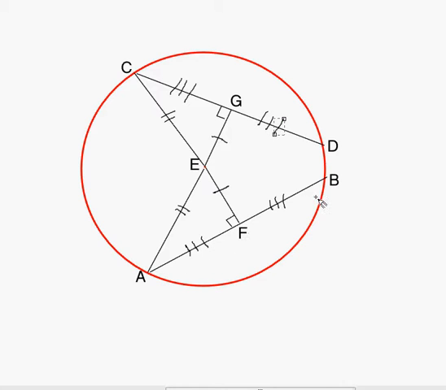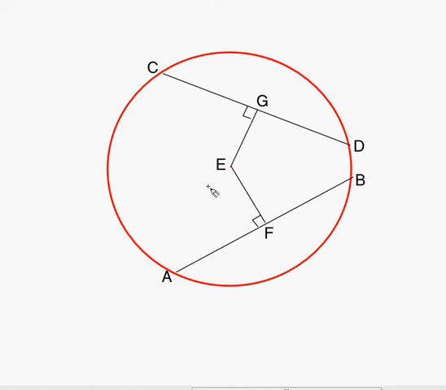Therefore, we know that AF plus FB, which is equal to CG plus GD in terms of length, or in other words, chord AB is congruent to chord CD. And that was what we needed to prove going in that direction. To prove the theorem in the other direction, we have to assume that chord AB is congruent to chord CD, and from that prove that line segment EF is congruent to line segment EG.